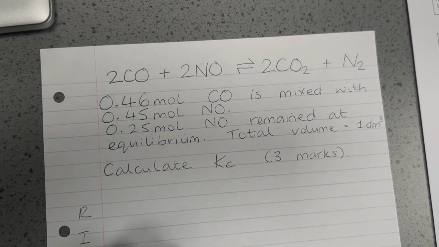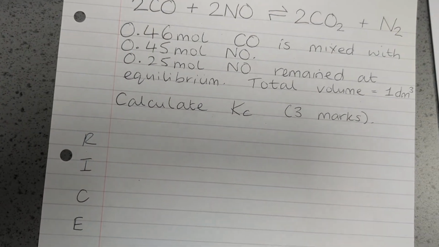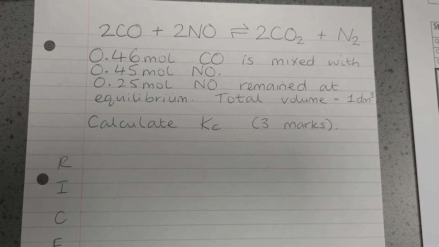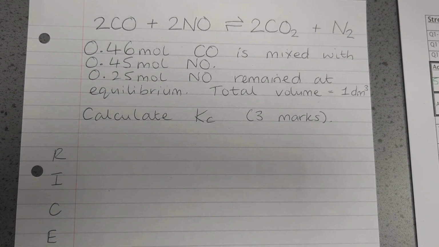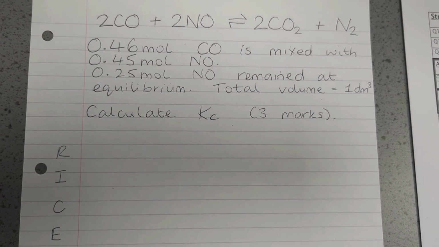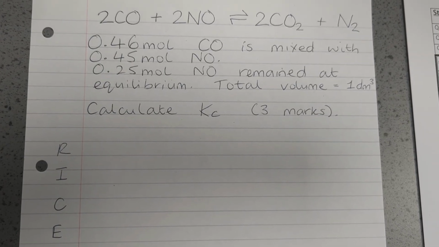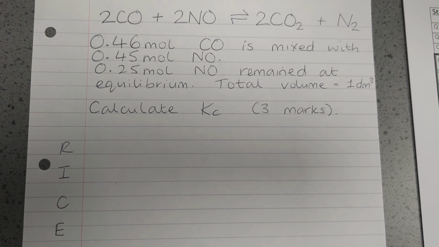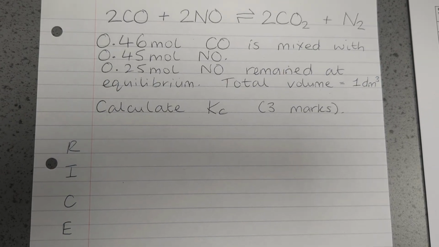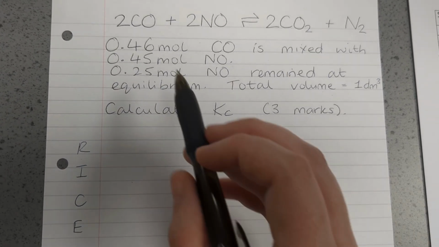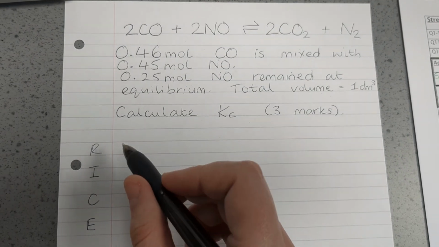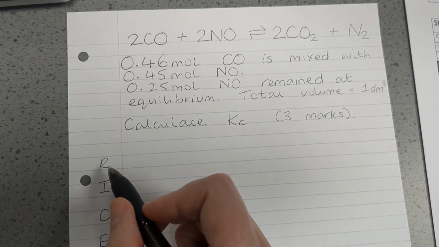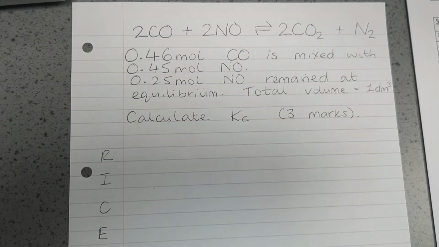So I'm going to write down the word RICE down the left hand side, and we need to know what it stands for. So R is for reaction, I is for initial moles, so moles at the start of the reaction, C is for the change in moles, and E is for the moles at equilibrium. So we've got our balanced equation up here. Just for the purpose of this video, I'm going to write it out again here in this row for reaction.